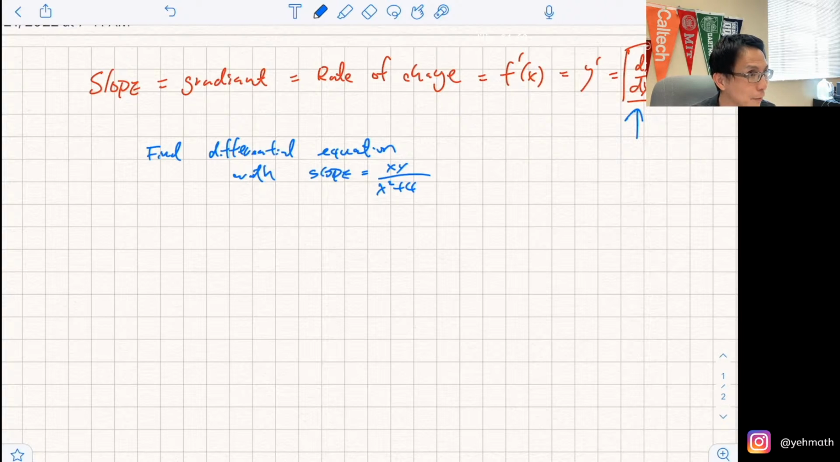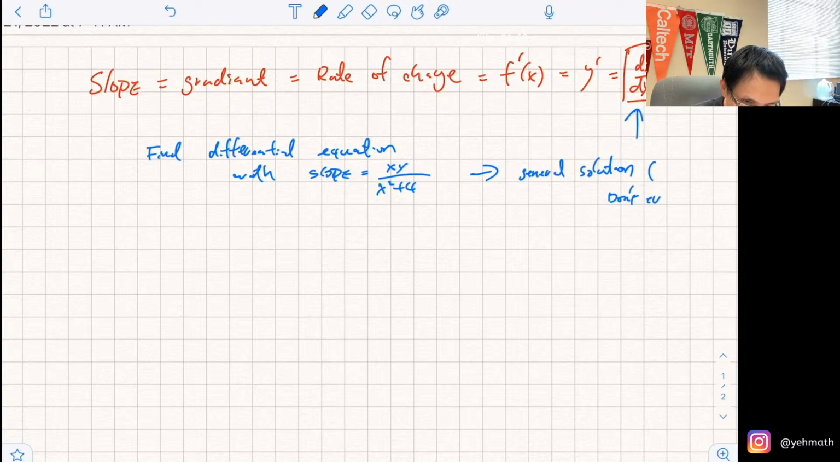And there are two types of differential equation solutions: general solution and particular solution. So usually in this case, we're going to do general solution, because general solution means you don't evaluate for C. Particular solution, you have to find C.